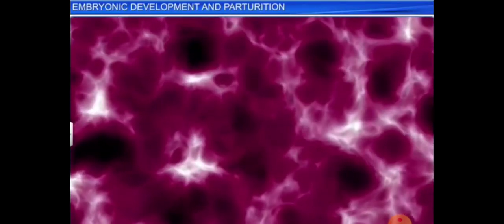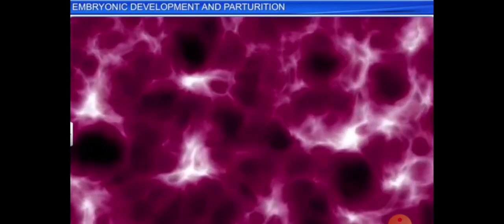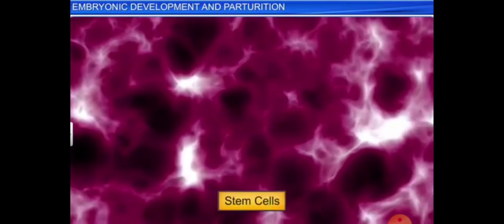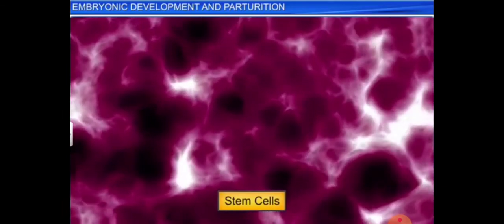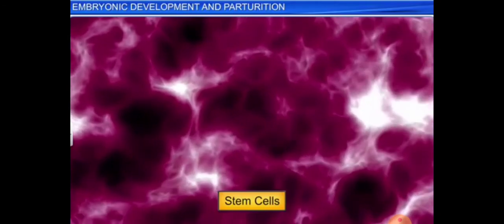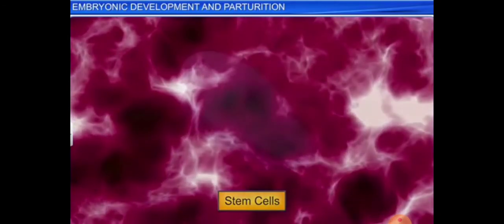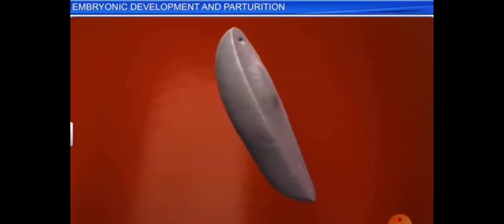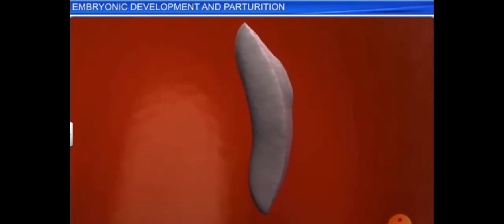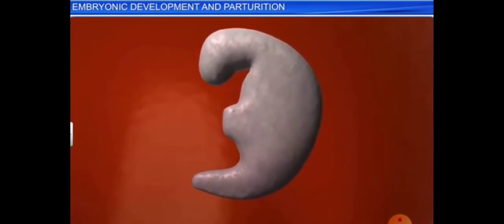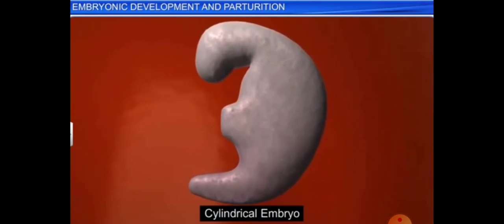Did you know that other than these 3 germ layers, the embryonic disc also contains certain cells called stem cells, which have the ability to give rise to all the tissues and organs present in the human body? As the embryonic disc grows, the cells on one side of the disc grow faster than those on the other side. This causes the disc to roll and form a cylindrical embryo.